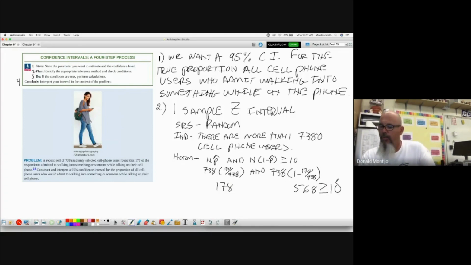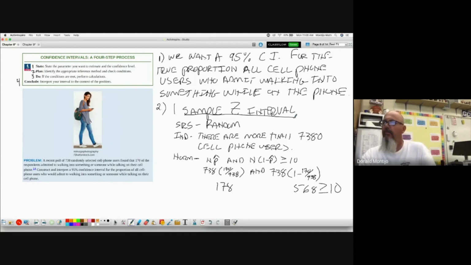What kind of problem? One sample Z interval. Is it okay to do it? Well, the data was random. It's independent because the population is at least 10 times the size of the sample. And it's approximately normal because n times p hat and n times 1 minus p hat are both greater than or equal to 10. Well, now let's do it.